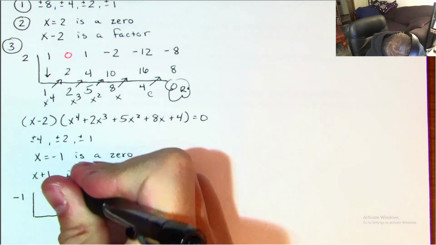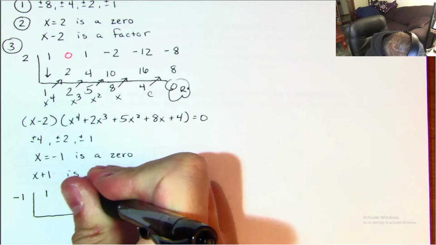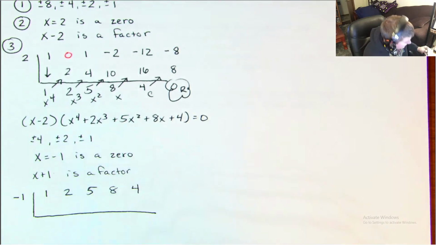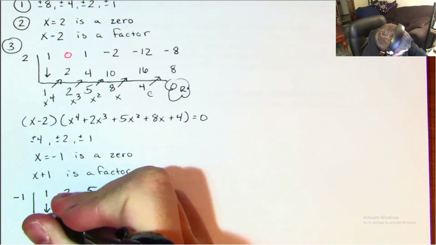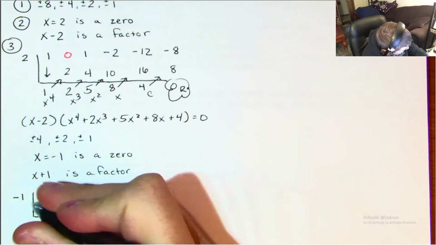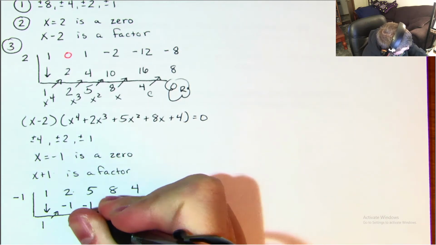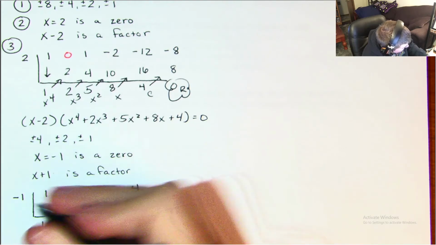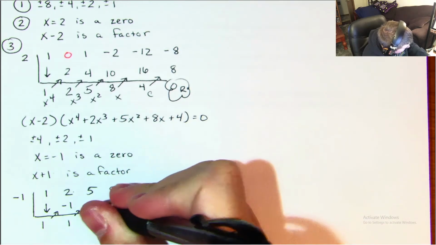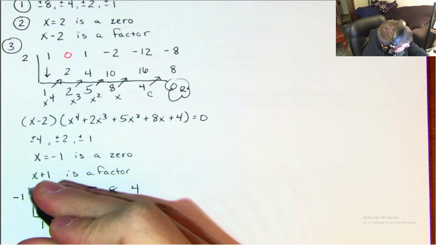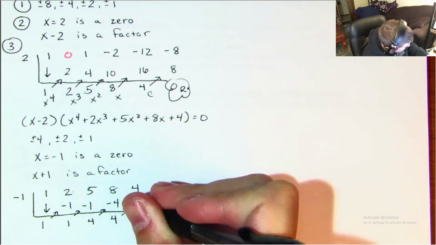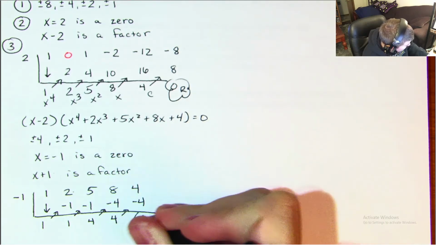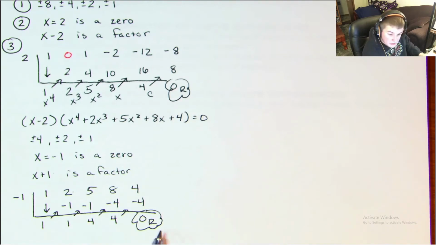So 1, 2, 5, 8, 4. No 0 needed because there are no gaps in our polynomial. So I can drop this down and get 1. -1 times 1 is -1. 2 and -1 is 1. That's -1 also. And this 4. -1 times 4 is -4. 8 plus -4 is 4. -1 times 4 is -4. 4 and -4 is 0. Okay, so it turns out that it does cross the x-axis at -1 because my remainder is 0.